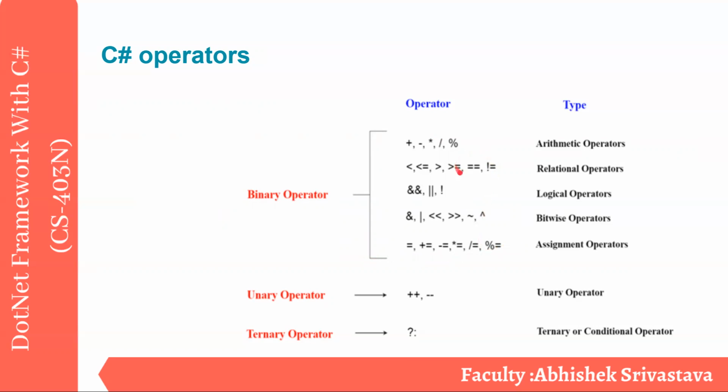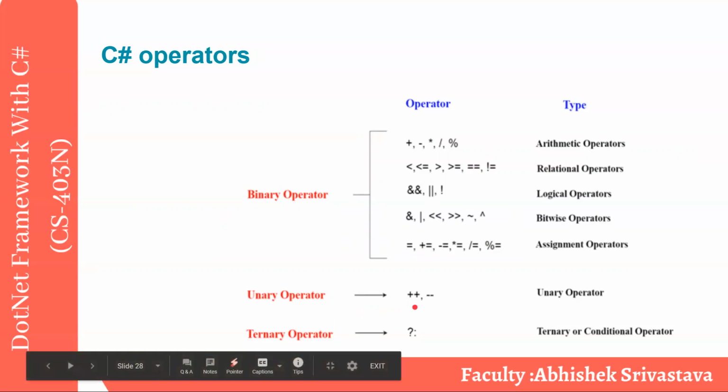Double equal to is compare; this comes under relational. Then we have unary: plus plus, minus minus, which are post increment, pre increment, post decrement, pre decrement. Then ternary, because it evaluates the condition, and once it evaluates the condition, it goes on to the last one.